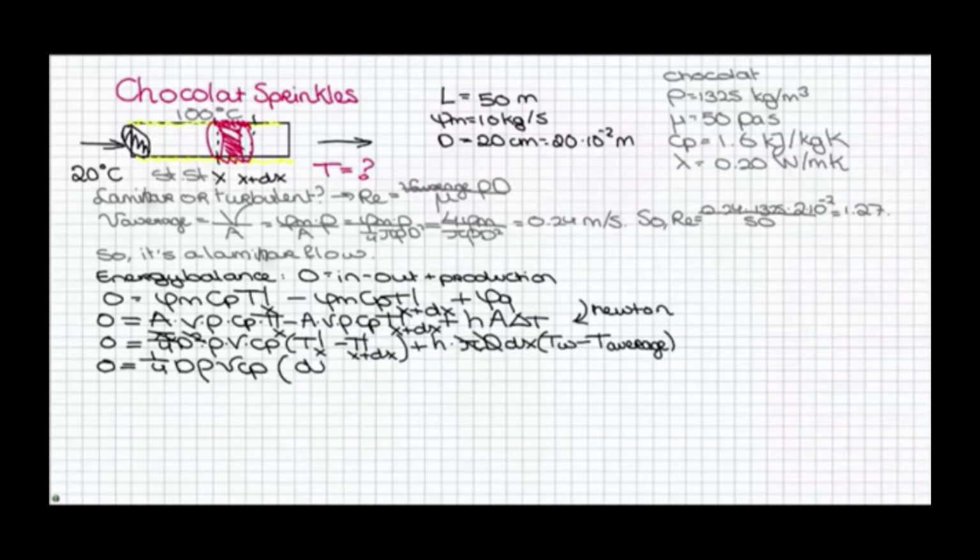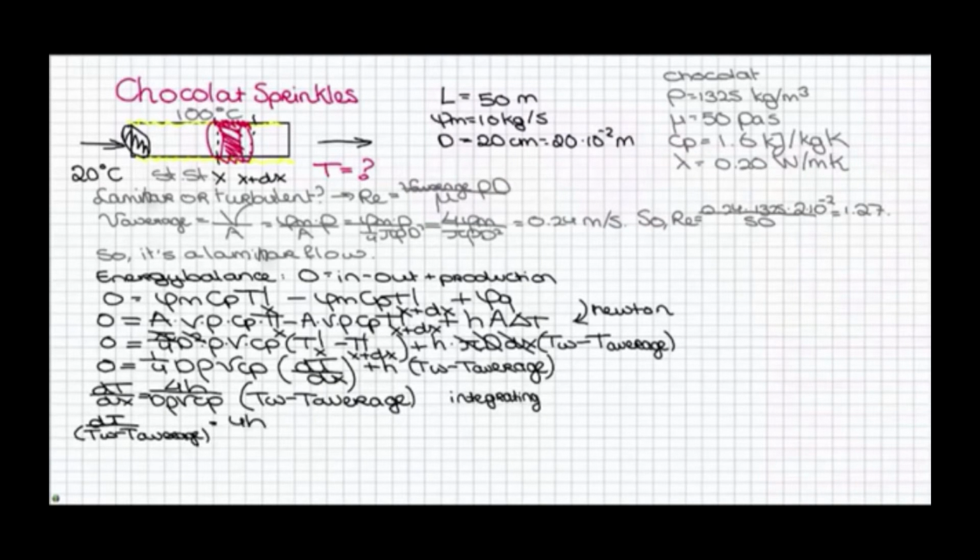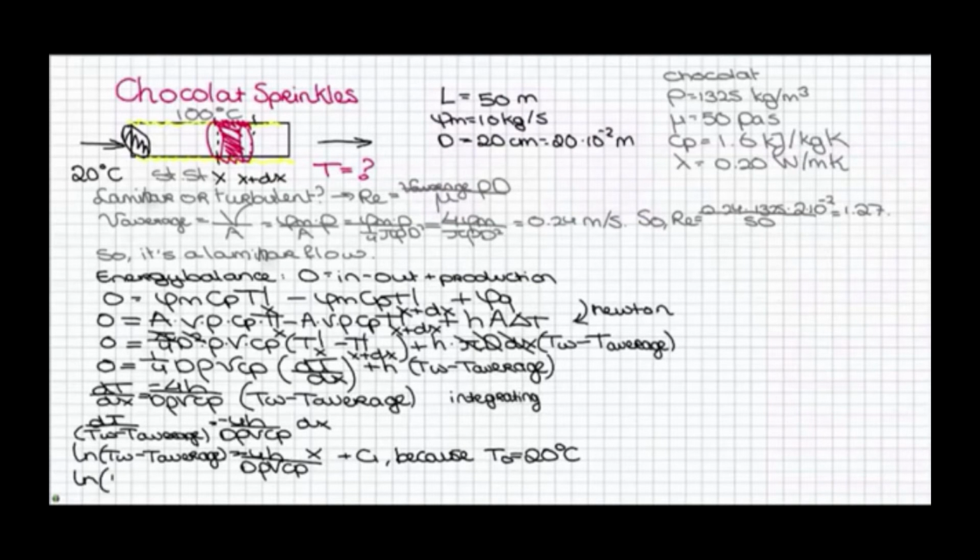Separating some values out gives our differential equation. Solving this equation gives one constant. By using the boundary condition that at x is 0, the temperature is the initial temperature, which is 20 degrees Celsius, we can determine that C1 equals this. So, the final equation for the temperature is the following equation.